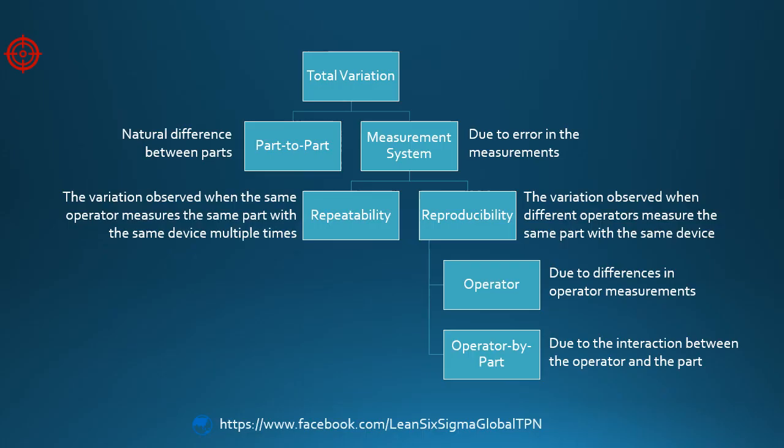Recall that precision has two components, repeatability and reproducibility. Repeatability is the variation we observe when the same operator measures the same path with the same device multiple times. And reproducibility is the variation we observe when different operators measure the same path with the same device.